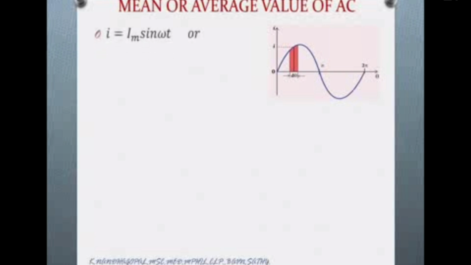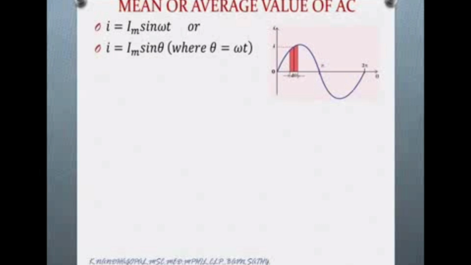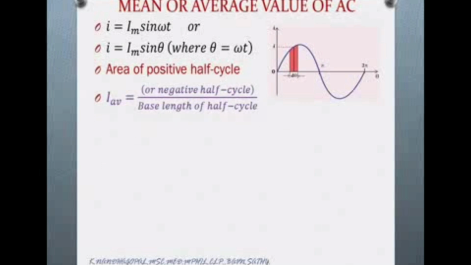At any instant of time, by using the generator, you know that the current produced is I equal to Im sin omega t. Or instead of omega t, we can write theta, where theta is the angular displacement. Since omega equals theta by t, theta equals omega into t. So we substitute theta instead of omega t. Next we are going to calculate the area of the positive half of the cycle. You can take any one half of the cycle; now we are going to take the positive half.